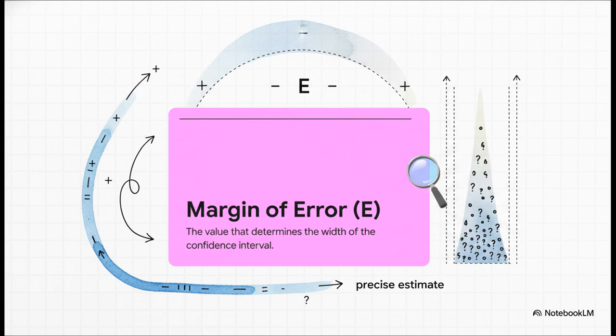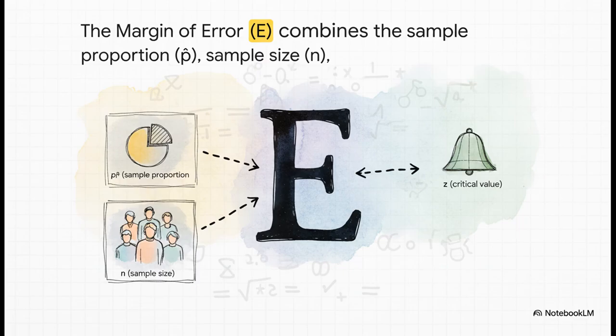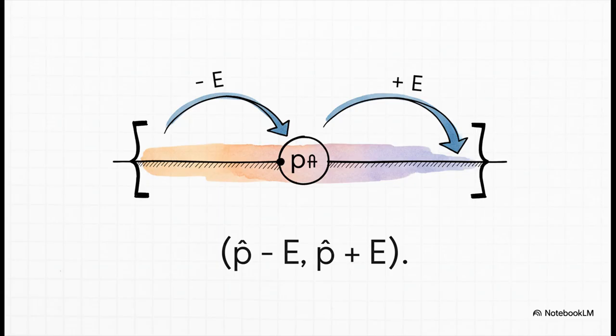Naturally, a smaller margin of error means we're being more precise. The formula to calculate it looks a little busy, but it combines three key things: our sample proportion, p-hat, our sample size, n, and this new value, z, called a critical value. That z-value is all about how confident we want to be. If you want to be more confident, you need a bigger z-value, which gives you a wider, safer margin of error. And once you have your margin of error, building the interval itself is the easiest part.